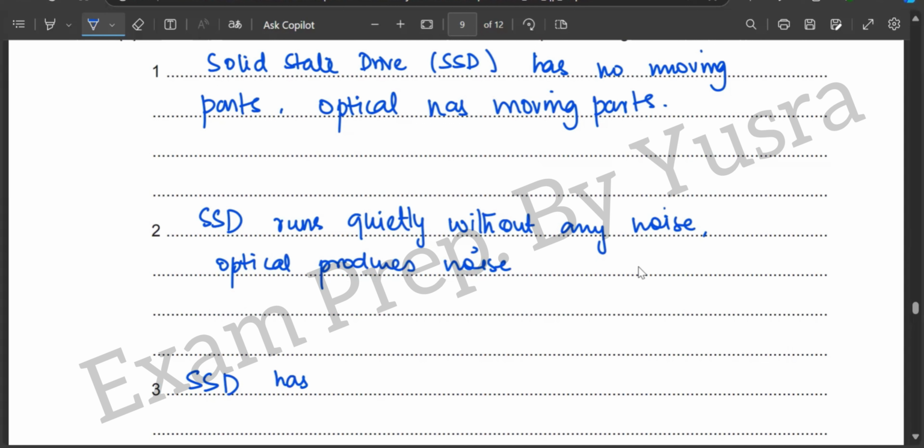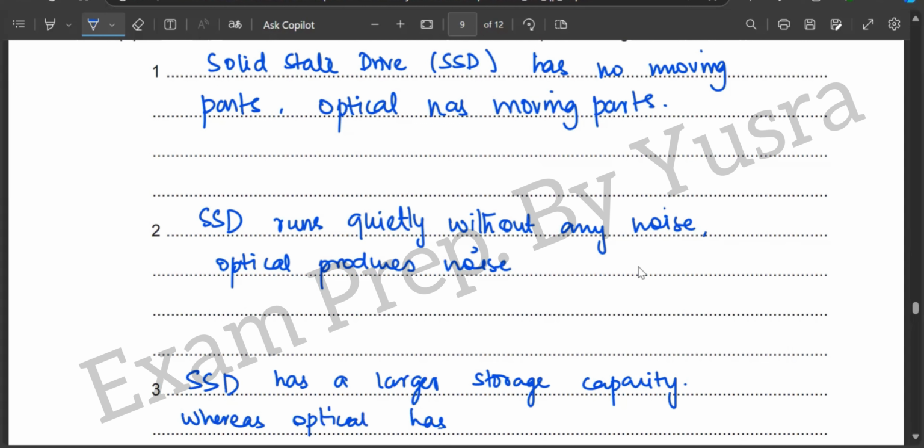SSD has a larger storage capacity, whereas optical has a smaller storage capacity.